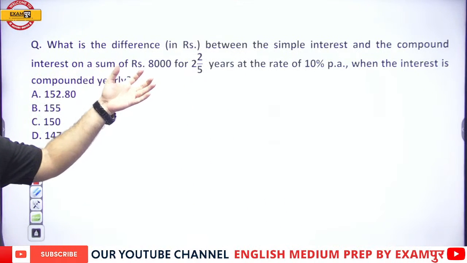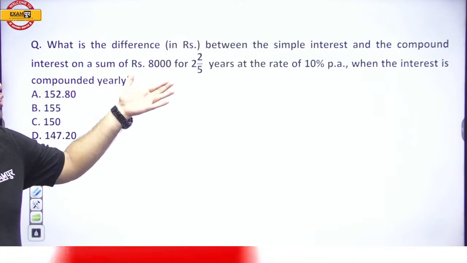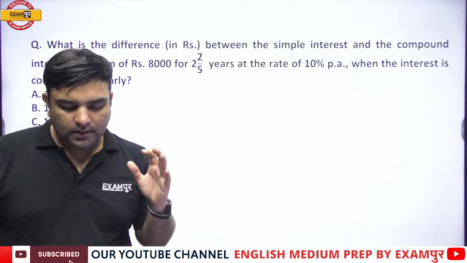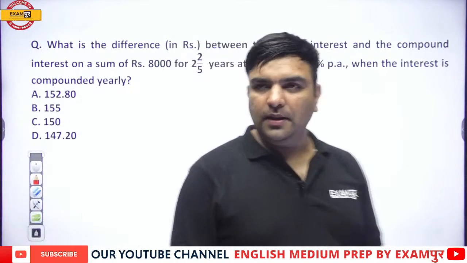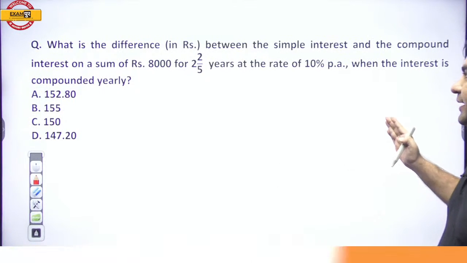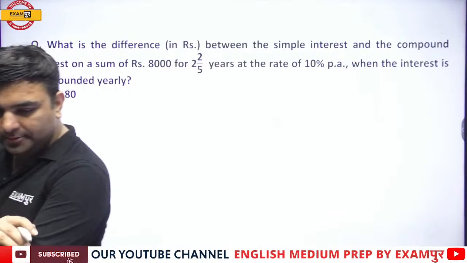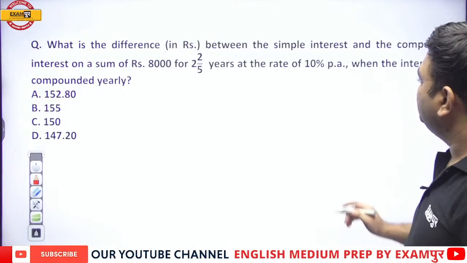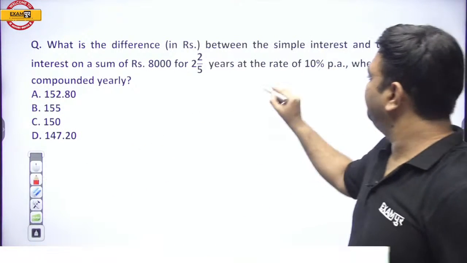What is the difference between the simple interest and the compound interest on a sum of rupees 8,000 for 2 by 5 years at the rate of 10% per annum, when the interest is compounded annually? The rate is 10% per annum.